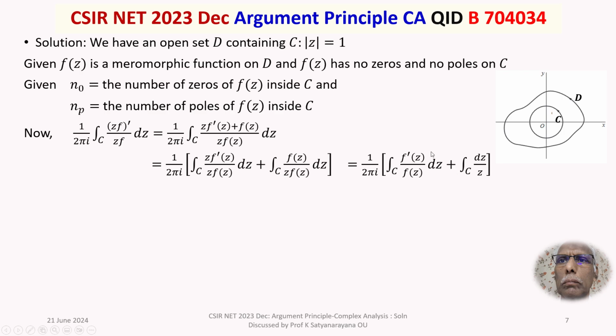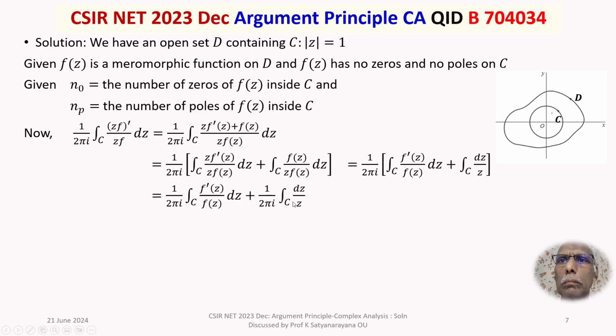No problems. Now we recognize here we can apply our meromorphic function result, that is the argument principle, and here we comfortably apply the Cauchy's integral formula. So that is equal to, separating them, 1 by 2πi integral taken round C f'(z) by f(z) dz plus 1 by 2πi integral taken round C dz by z. And this is where the argument principle works. So it is N0, the number of zeros of f(z), minus the number of poles, Np. That is the value here.